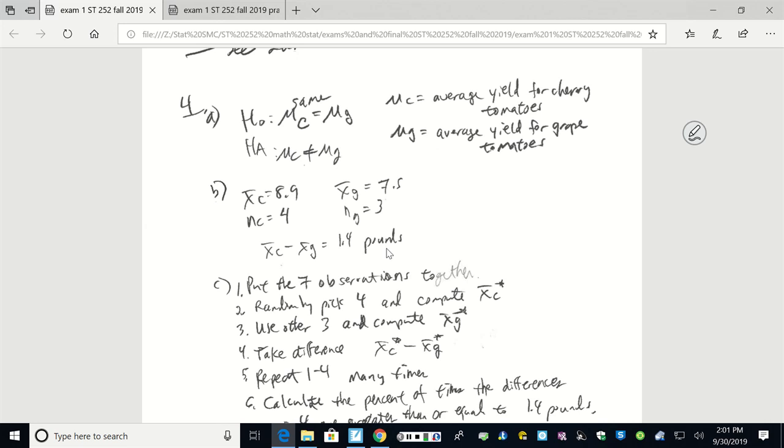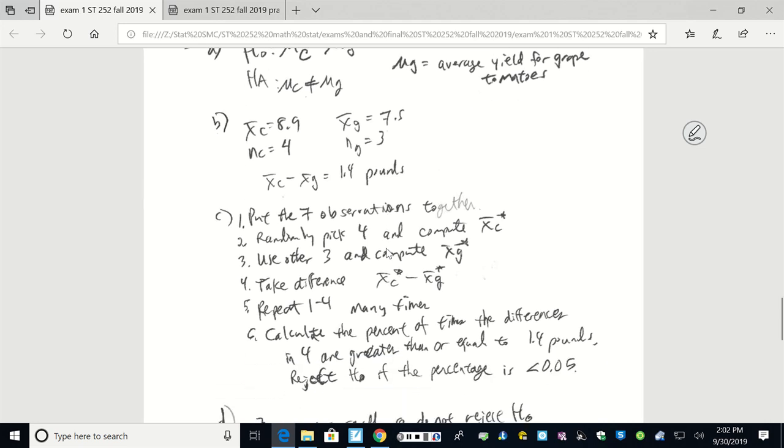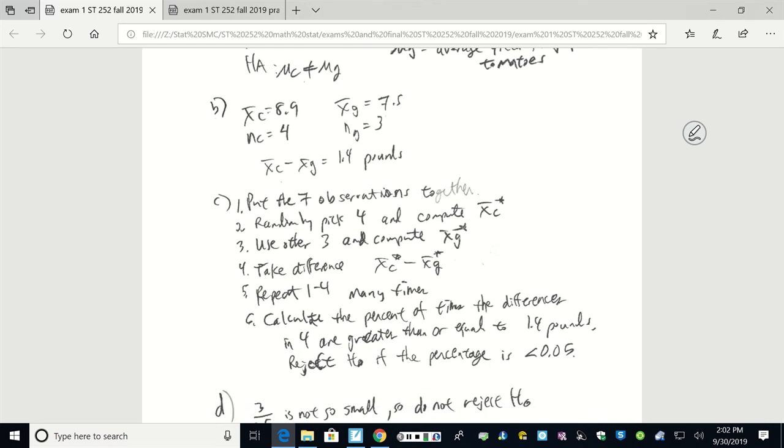To some degree, because I talked about the C meaning the cherry tomatoes and the G meaning the grapes, I haven't written out explicitly all the exact codes for what those things mean, but there's enough there that it's pretty clear to do. Right? It's better to write a little bit more and be clear about it. Take the difference, repeat these steps 1 through 4 many times, and calculate the percent of the time that the differences in step 4 here are greater than or equal to 1.4 pounds.